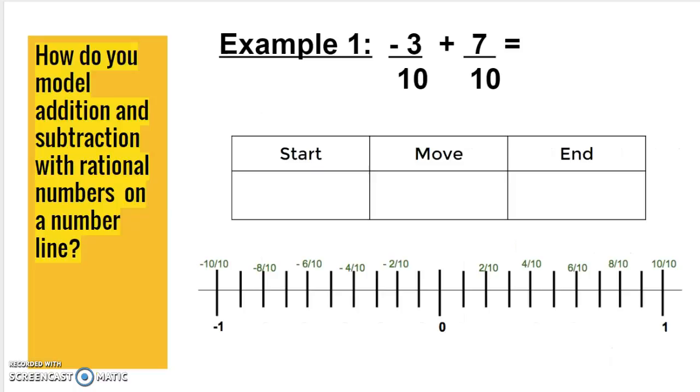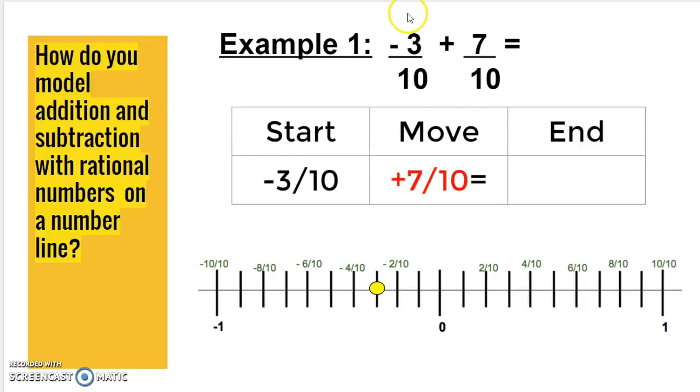So how do we use that to model addition and subtraction of rational numbers on the number line? Well, let's put all of this together. Here's example 1. -3/10 plus 7/10. The concept of where we start and how we move is exactly the same as for integers. So we start at the first number, -3/10, and we're going to move by adding 7/10. And wherever we end up, that will be our solution, our answer, the sum.